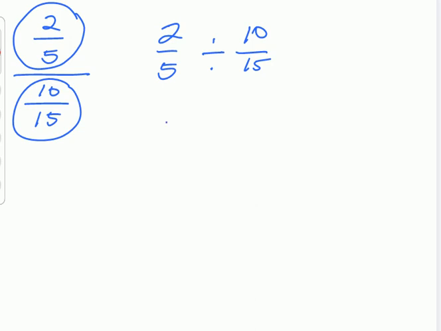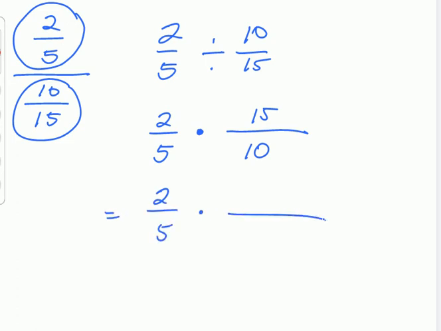One more time, let's go through this, and I'm going to go a little bit faster, and I'm going to do several things at once. I'm going to change my division to multiplication. I'm going to flip the second fraction, and I think I'll take 2 steps here. 2/5 times, let's see what each of those are made of. 15 is 3 times 5. 10 is 2 times 5.